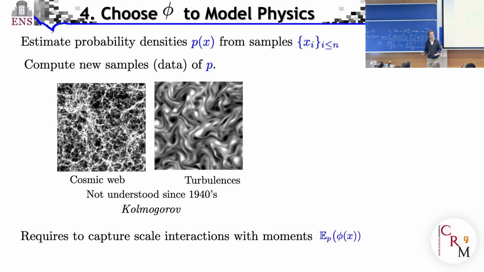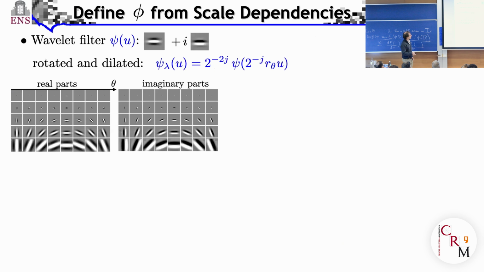A lot of models have been defined in order to compute such probability distributions. First Gaussian models by Kolmogorov in the 1940s, then Mandelbrot introduced cascades of energies, but which were very far from producing that kind of structure. And so the question is to understand what moments can be introduced in order to model them. And that's where we come back to harmonic analysis.